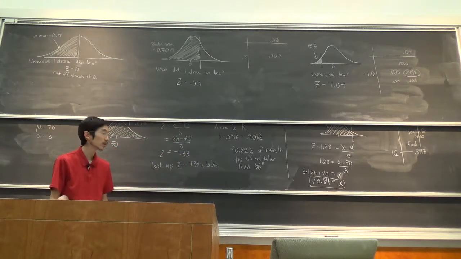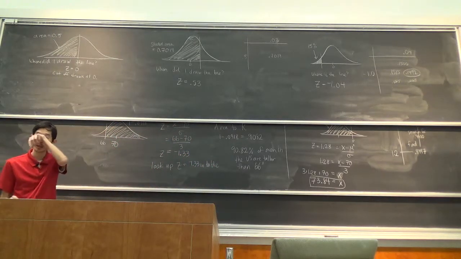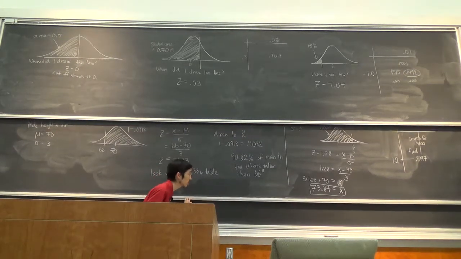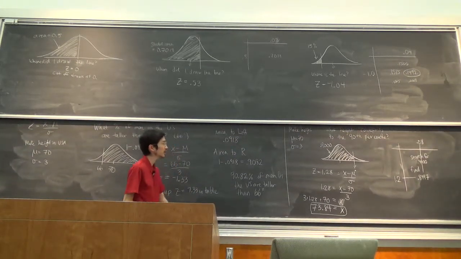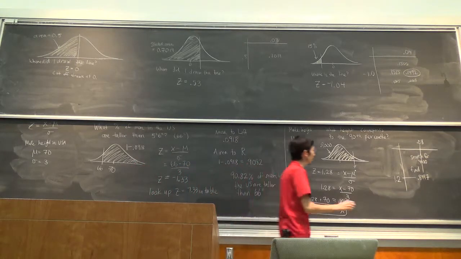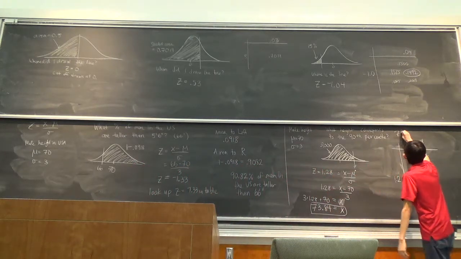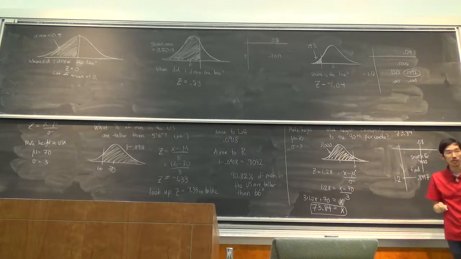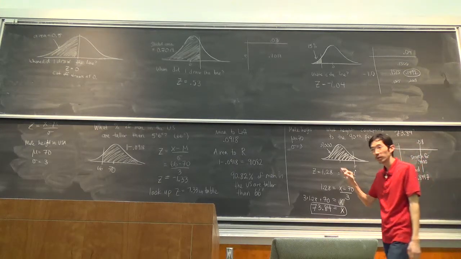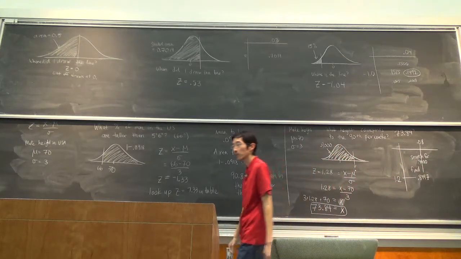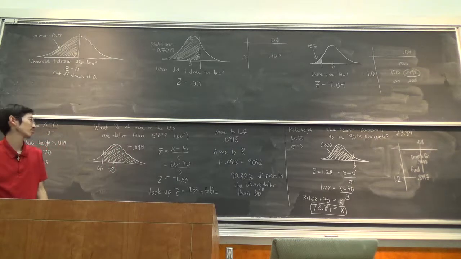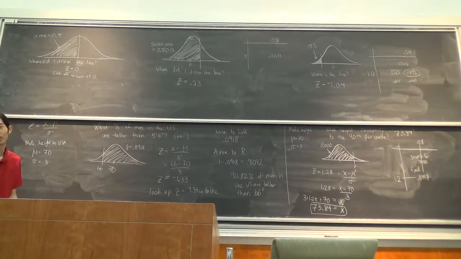$73.84. That is x. This is the answer to the question. What height corresponds to the 90th percentile? 73.84 inches. So about 6'2". About 6'2". That corresponds to the 90th percentile. Okay, a little bit under that, like 1/6 of an inch under. Okay, if we care about the decimals here.